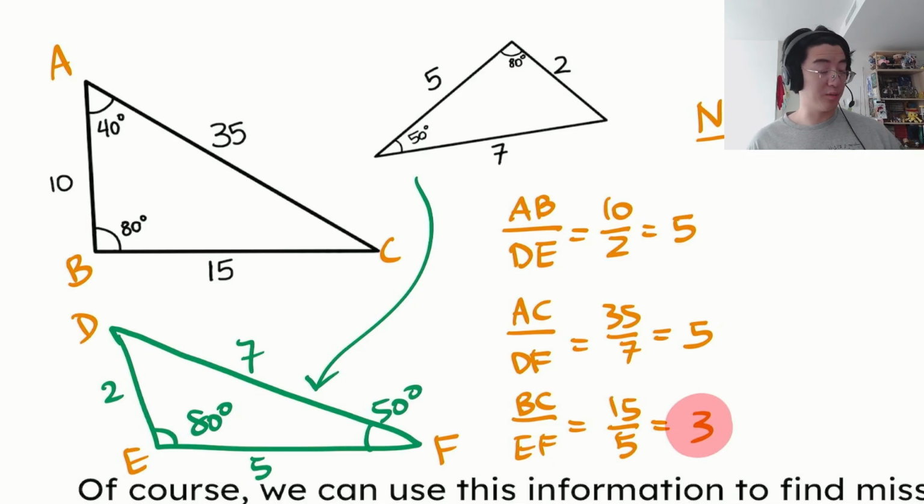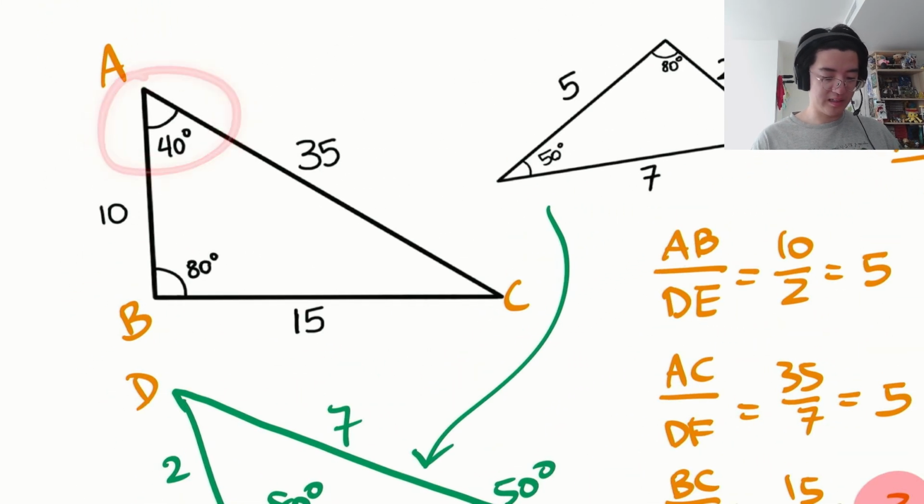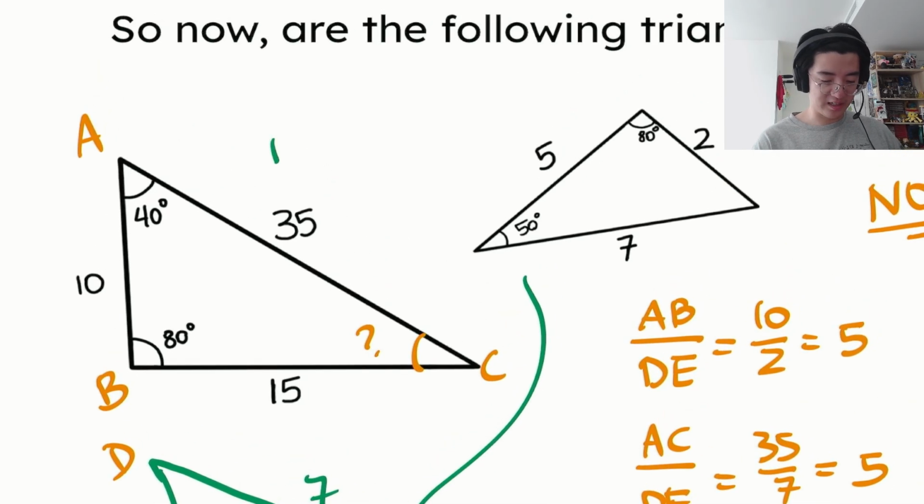Furthermore, we can also check the angles. We know this angle up here is 40. This one is 80. And if we remember, the angles of a triangle add up to 180. So what's this angle now? This angle is just 180 minus 40 minus 80. And we realize here, this angle is actually 60.